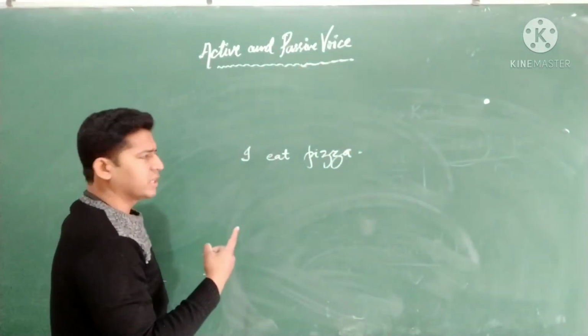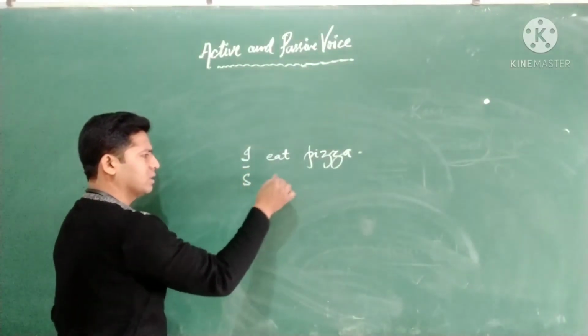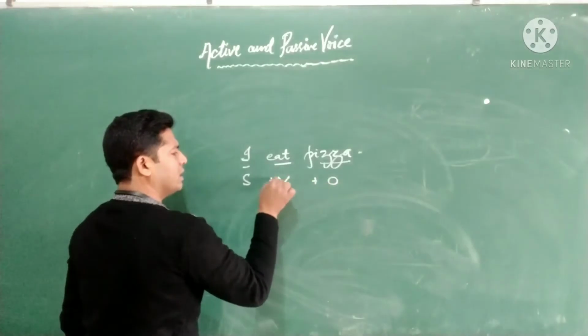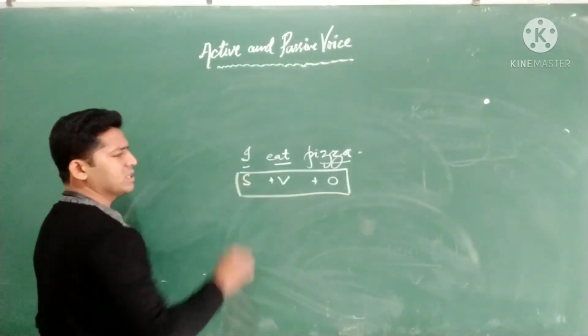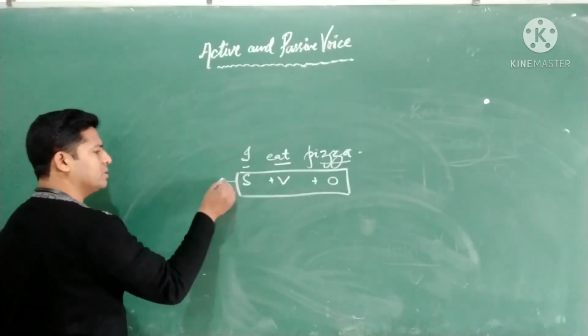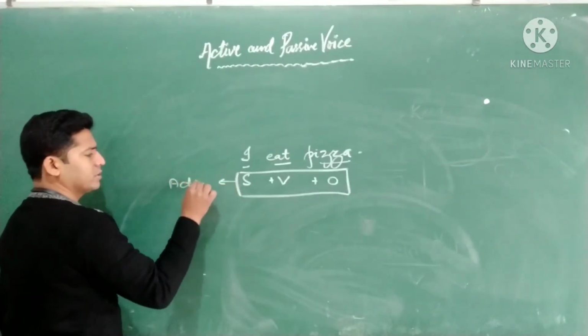What is the structure of the sentence? I is subject, eat is verb, pizza is object. I eat pizza. We are following this S plus V plus O, subject, verb and object. This is the structure, that means the sentence is in active voice.